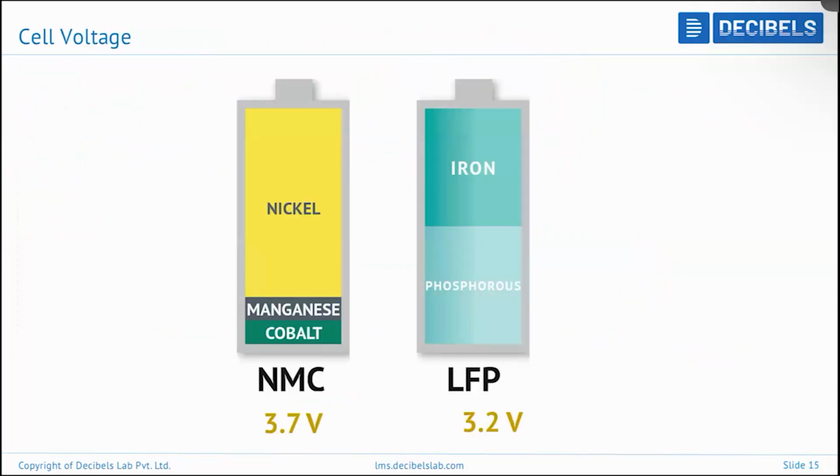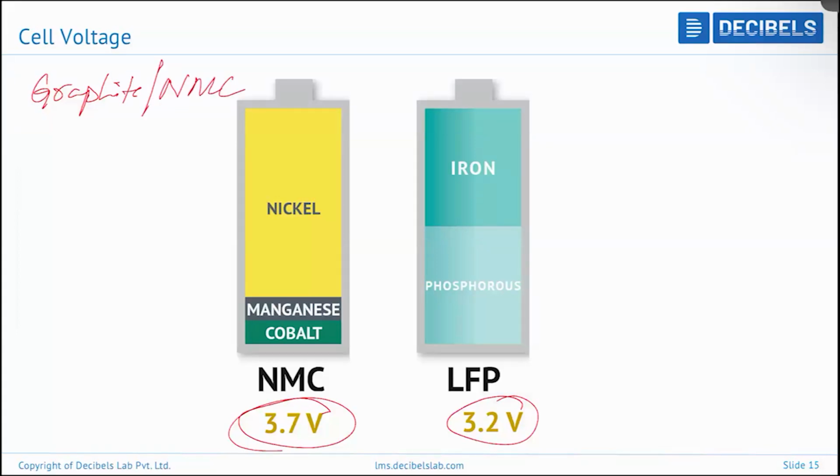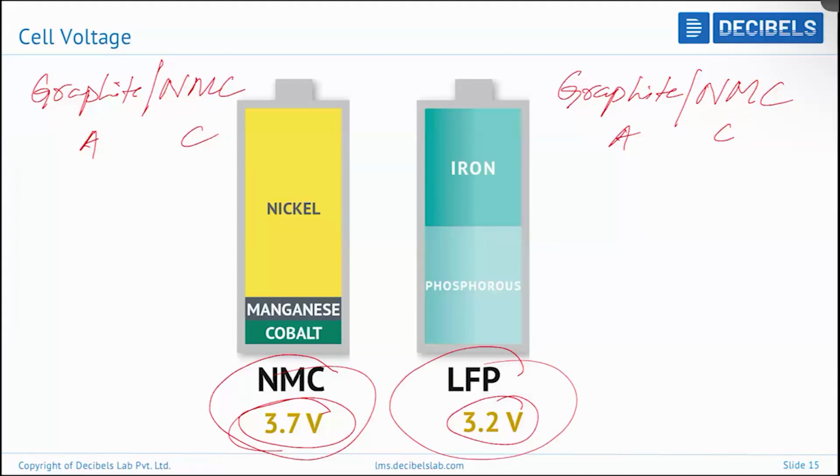Next, let us understand the cell voltage with respect to various battery chemistries. The NMC battery is called a high voltage battery, and the LFP battery is 3.2, a low voltage. Here, graphite is the anode and NMC is the cathode. Here also graphite is the anode and NMC is the cathode. So the cell voltage for NMC is high and for LFP is less.